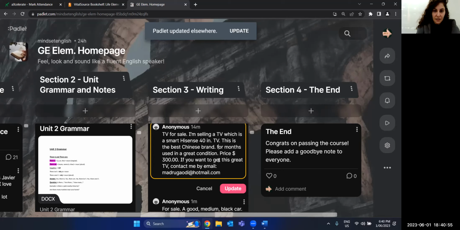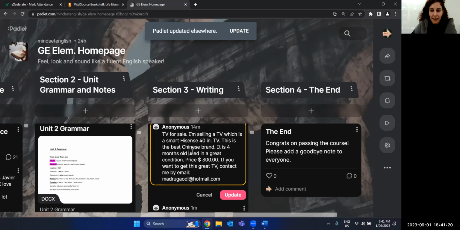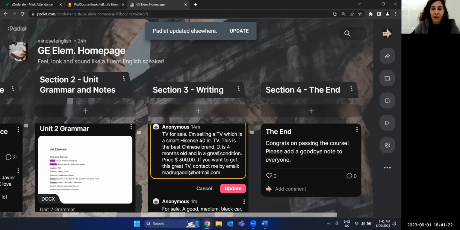For months, yes. But you can't start a sentence with a number. So it is 4 months. It is 4 months old, we say. It is 4 months old and in a great condition. Good. And in a great condition. Price, $300. You don't need the zeros at the end. So $300. If you want to get this great TV, contact me by email.